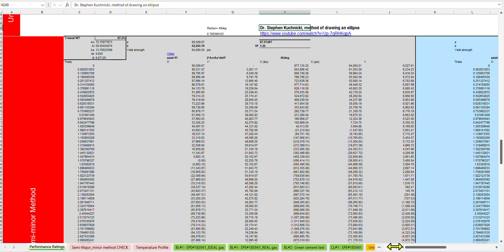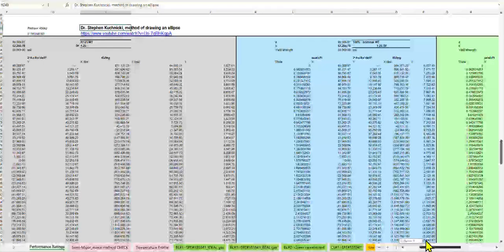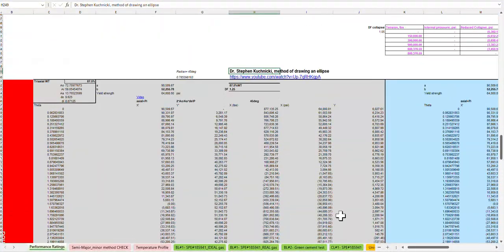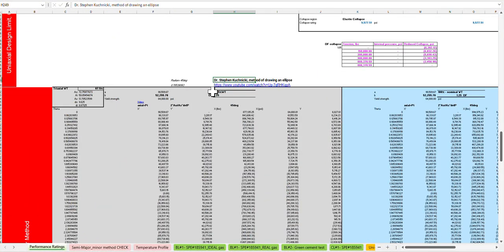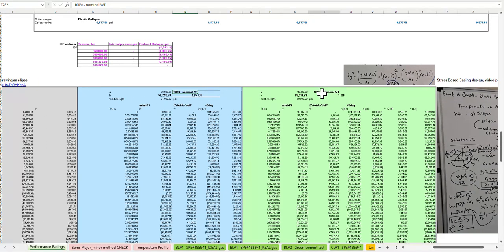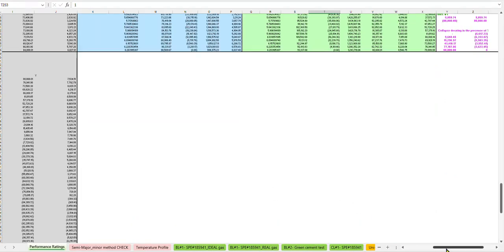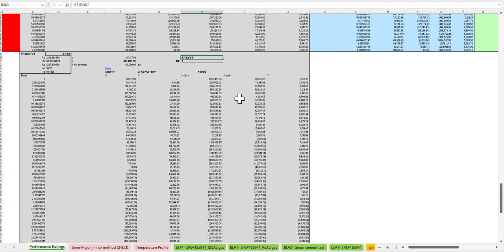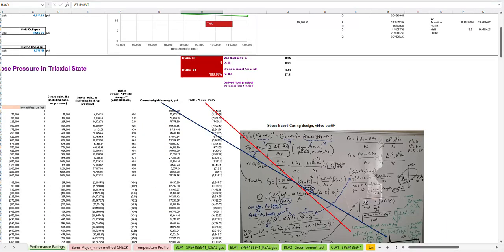So I have put this into 3 or 4 different sections because I wanted to quickly have different wall thickness and design factor variations. So you have here 87.5% wall thickness with 1.5 design factor. Over here you have 100% wall thickness and 1.25. Sorry, and then you have here 100% and 1 design factor, and over here you have 87.5% wall thickness and 1 design factor. So that's the performance rating tab.